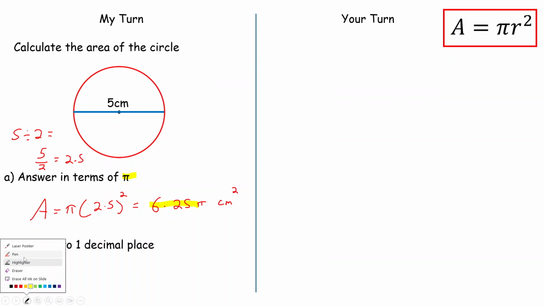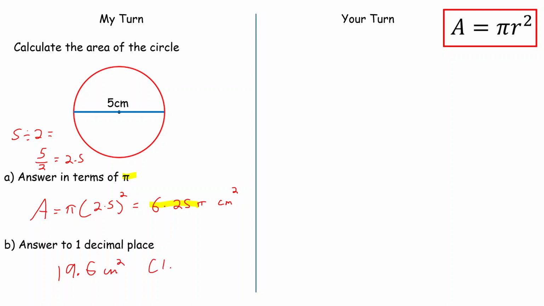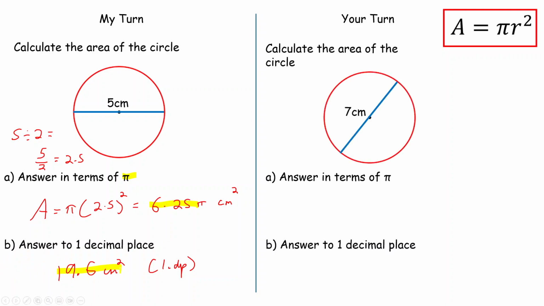Okay, so let's go put that in. 19.6 cm squared to 1 decimal place, and that is your answer for this one. So quickly you can just try this one here, and that's going to be it for this video.